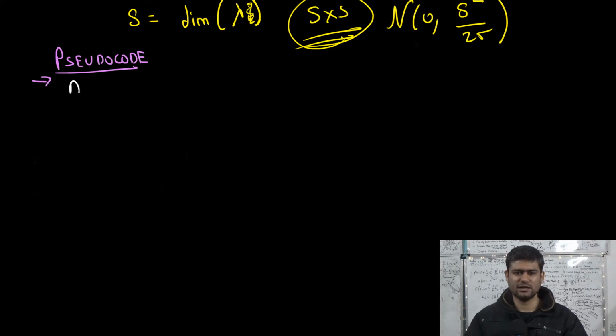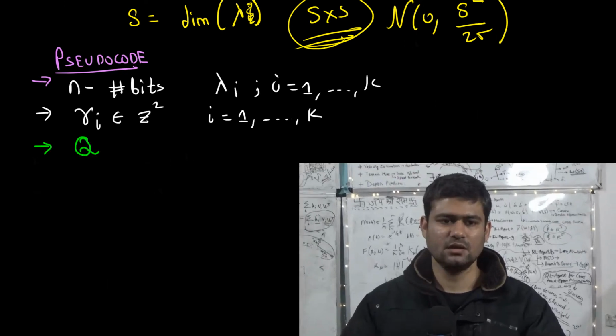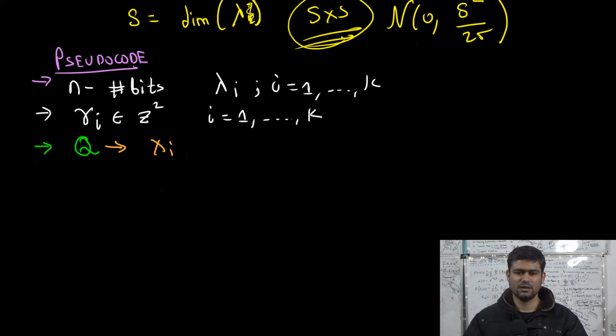So now let's write the pseudocode of the descriptor. The input to the descriptor is n, the number of bits to describe each of the lambda_i, where i goes from 1 to K. Second input is going to be the feature points, r_i, where i goes from 1 to K. Another input to the algorithm is going to be the set Q. So recall our discussion earlier that the set Q is pre-computed. So this set Q stores x_j, y_j, we just use a differentiation j, where j goes from 1 to n.